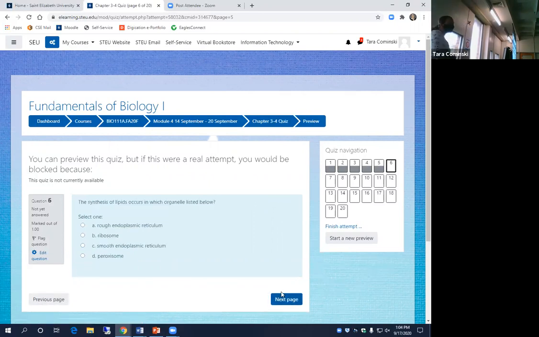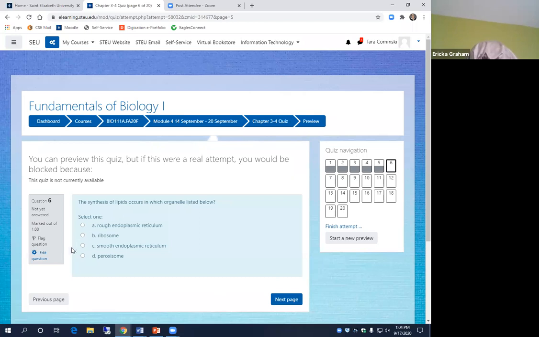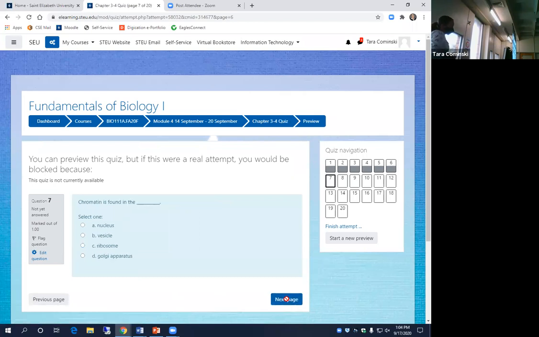All right, synthesis of lipids. What organelle do we have lipid synthesis in? Smooth ER, letter C. Okay, where's chromatin found? The nucleus. What's chromatin?